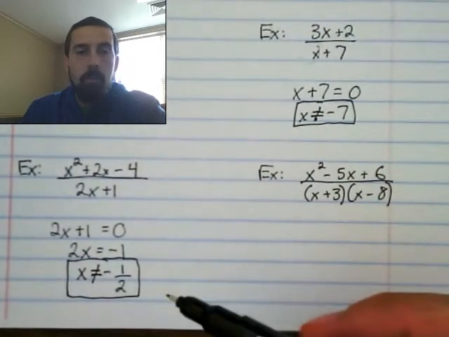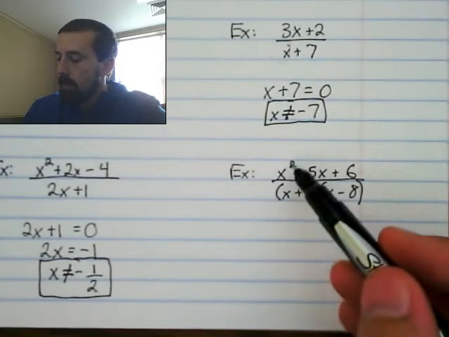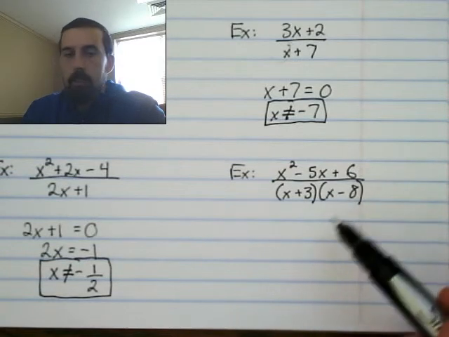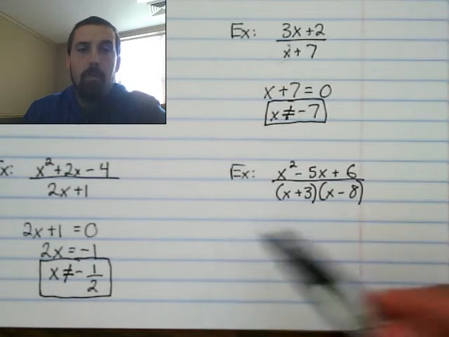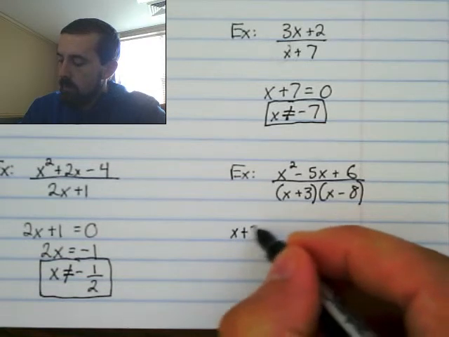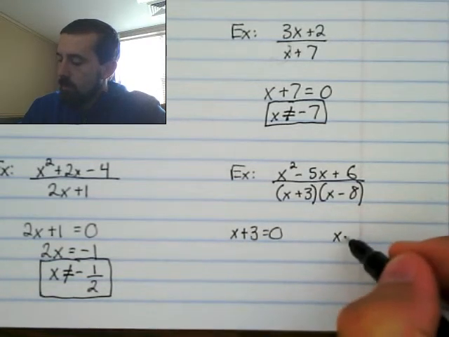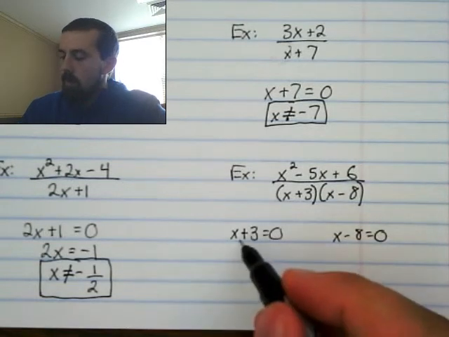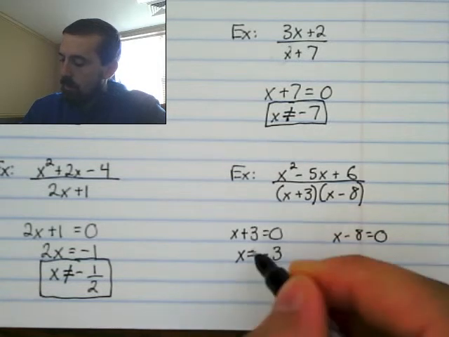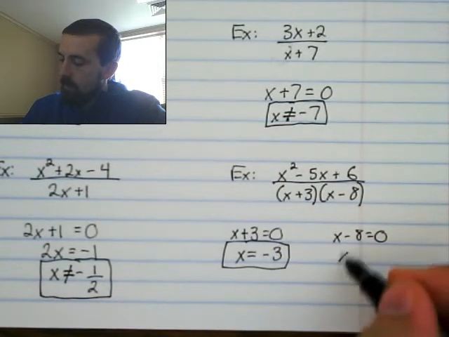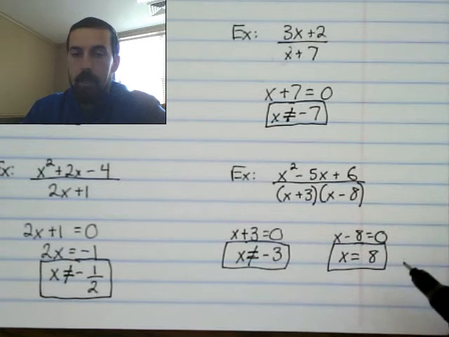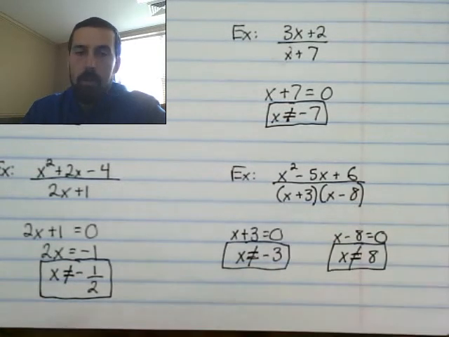Now, at times we may have multiple excluded values, like in this example, with x squared minus 5x plus 6 over x plus 3 times x minus 8. In this instance, we want to set both of our denominators equal to 0. They're both factors, but we want to set them equal to 0. So x plus 3 equals 0 gives x equals negative 3, and x minus 8 equals 0 gives x equals 8. Now we know that x cannot equal negative 3, and x cannot equal 8.